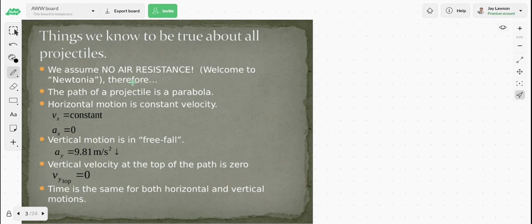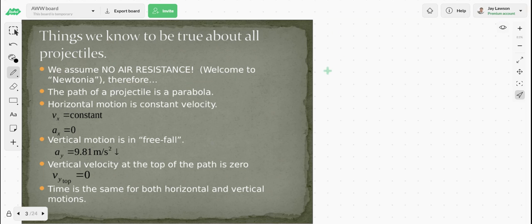Okay. So here's a few things about projectiles. In introductory physics, in high school and even in introductory college physics, we're just going to neglect air resistance, right? Welcome to Newtonia. That's all I like to say. We're going to neglect air resistance. So therefore, as I said earlier, the path of a projectile is a parabola.